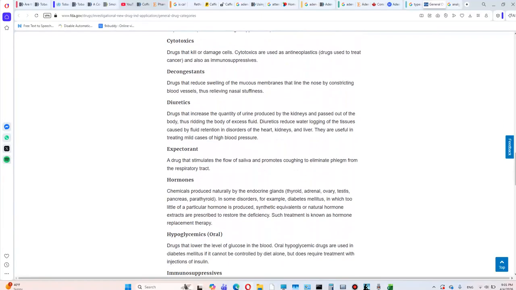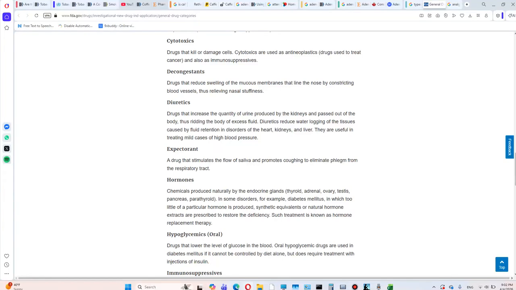Cytotoxics, drugs that kill or damage cells. Cytotoxics are used as anti-neoplastics, drugs used to treat cancer, and also as immunosuppressives. Decongestants, drugs that reduce swelling of the mucous membranes that line the nose by constricting blood vessels, thus relieving nasal stuffiness.